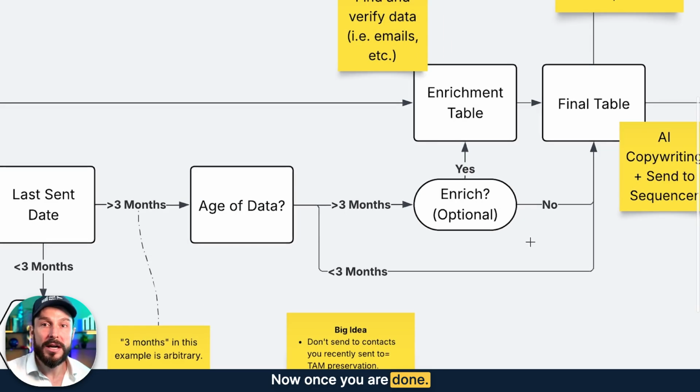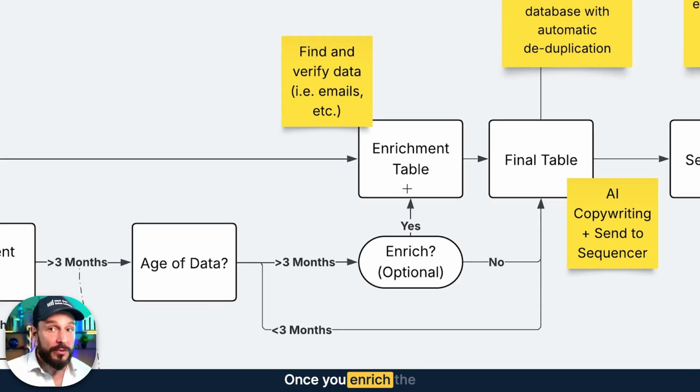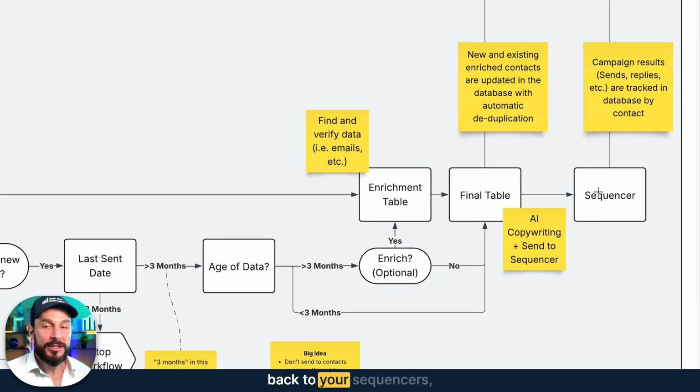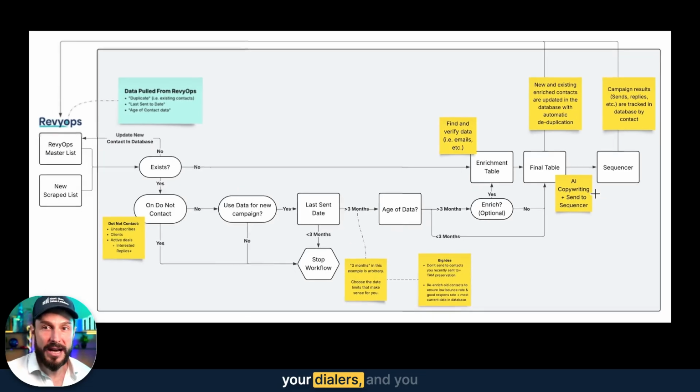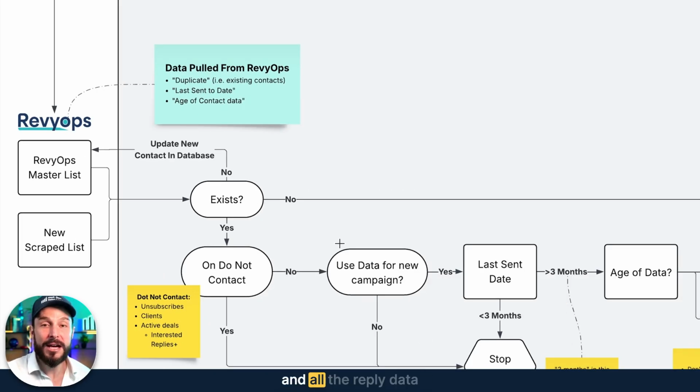Now, once you are done checking all this information, you might still want to go and enrich that data. Once you enrich the data, you are back in business. You can push it back to your sequencers, your automations, your dialers, and you're back in business. The point is that every single time that you pull a list for your outbound campaigns, you can store that data and all the reply data and all the contact information and all the statuses all in one place so you never lose it. This is going to ensure you never over-enrich your contacts. You pull the same list too many times, or you're sending to people too often. It is a critical step in your GTM motion.